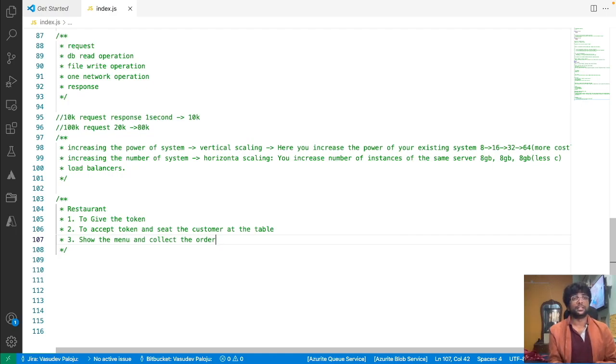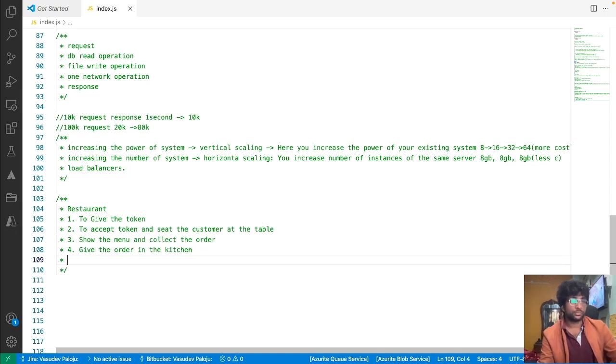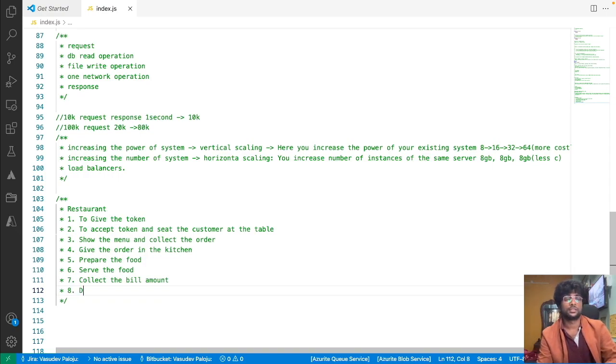The one who shows the menu also takes the order, and gives the order in the kitchen. Fifth one, give the order in the kitchen, and now prepare the food, sixth one, serve the food, seventh one, collect the bill amount, and done, right? These are the typical actions or tasks which any restaurant has to do completely for accepting a customer, right?